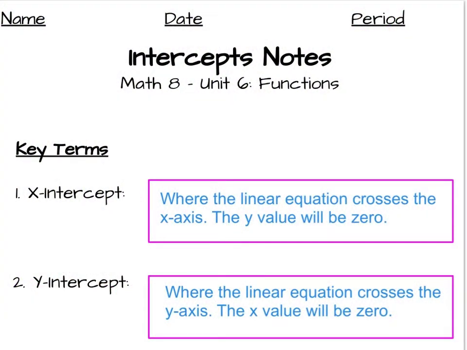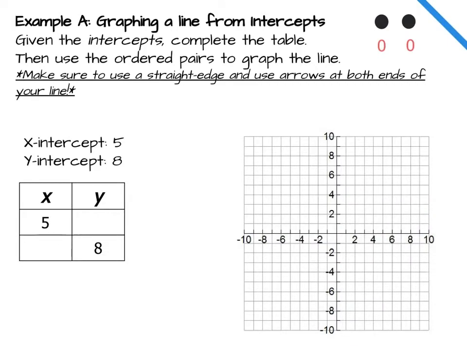We are going to continue our functions unit by learning about intercepts. So let's look at some key terms. The x-intercept is where the linear equation crosses the x-axis and the y value will be 0. The y-intercept is where the linear equation crosses the y-axis and the x value will be 0. That means where the line crosses the x-axis is the x-intercept and where the line crosses the y-axis is the y-intercept.